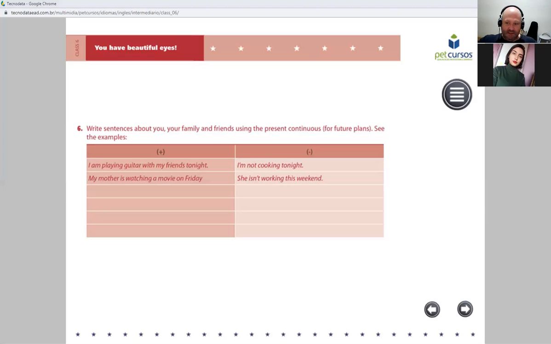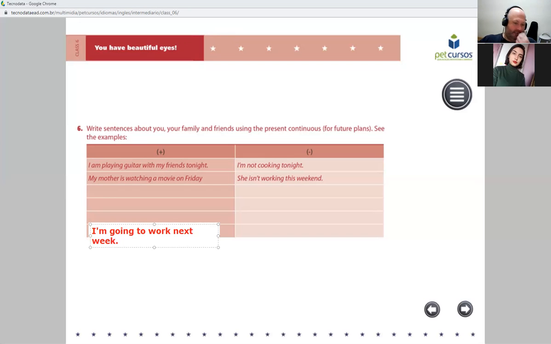Come on, the positive ones. I'm studying next week. My friend is working next month, Monday. Mm-hmm. My dad is traveling tomorrow. I'm going to work next week. Então, essa última, I'm going to work, você usou going to, e não o present continuous future. Ah, é. Eu pensei que aqui, como tinha o ing, eu podia usar. Mas daí você usou going to, né? I'm going to work next week. Next week, você falou?